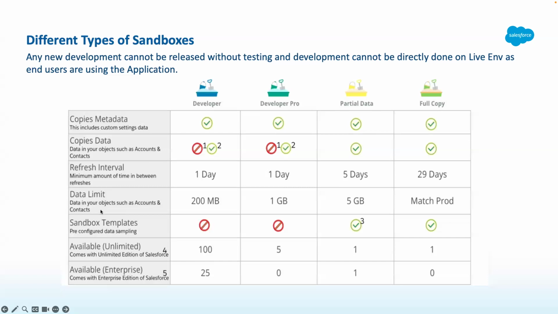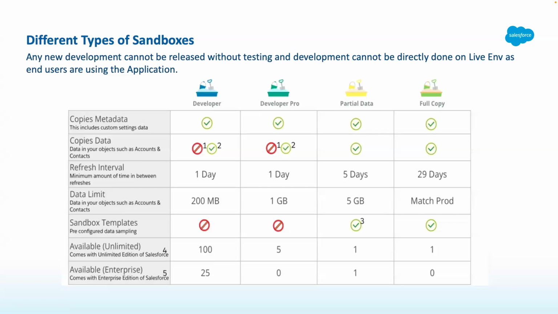Now, the data limit: since it is a replica of your production, it is exactly the same as whatever you have in your production environment. You can define templates. I mean, if you don't want the entire thing, I can also define, okay, I need a subset of the data to be populated in lower environments. I can define my sandbox templates and define which type of data I want to retrieve. Not all. You only have one full copy sandbox.